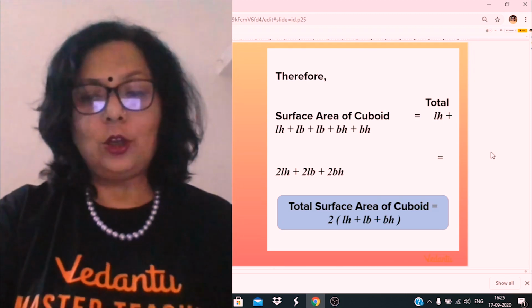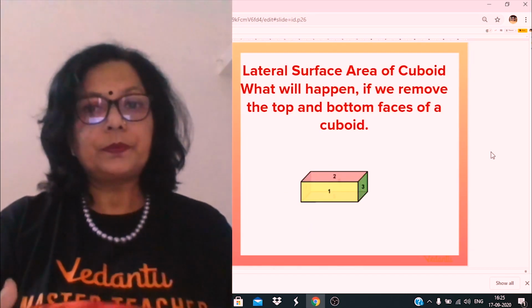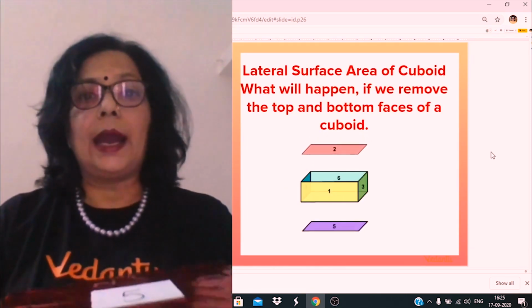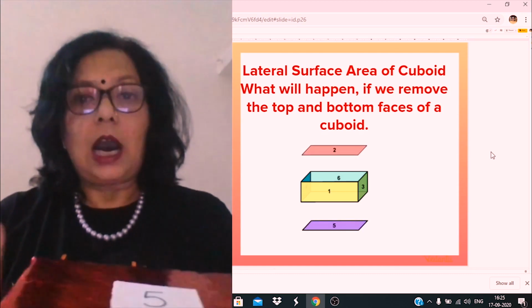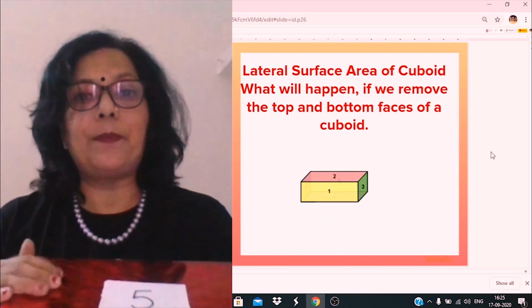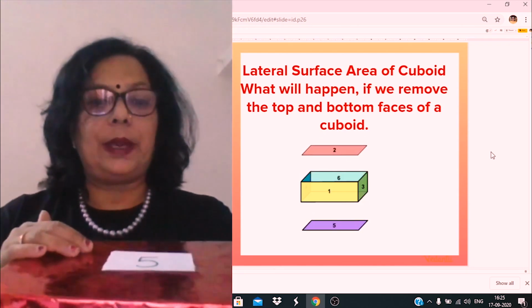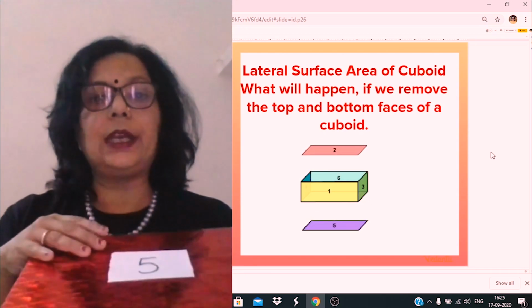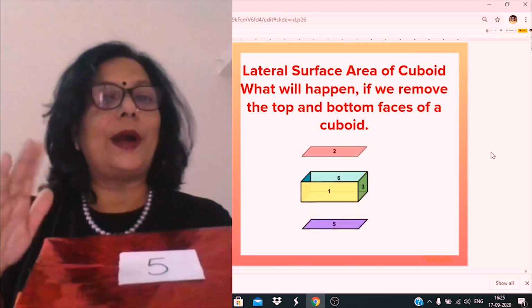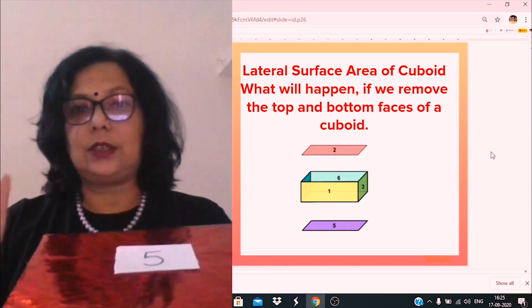Now, when I had to pack this gift today, my child asked me how much paper will be used in packing it. To find out the area of the packing paper, I had to find out the area of the box. So it was twice of LB plus BH plus LH.